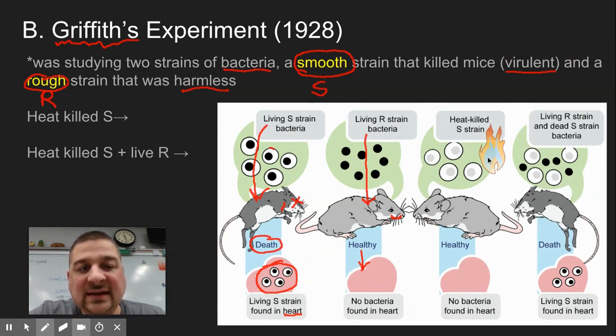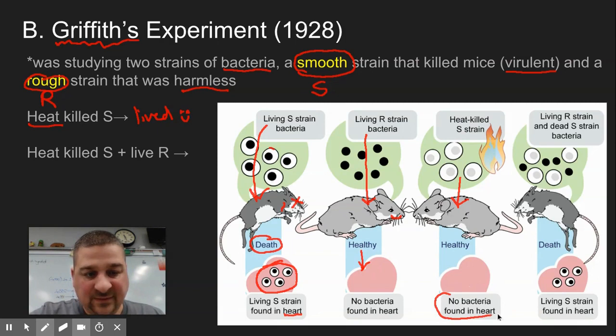The first one, he took the S strain, and here's a little flame here. Here, he added heat. Now, what would heat do to the bacteria? It would kill the bacteria, right? So when he put heat-killed S strain pneumonia bacteria into the mouse, what happened? The mouse lived and was very, very happy. He didn't find any bacteria in the tissue, because the S strain could cause disease, but if the bacteria was dead, then they did not cause disease, which makes sense, right?